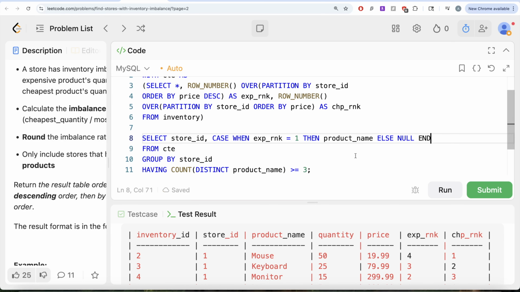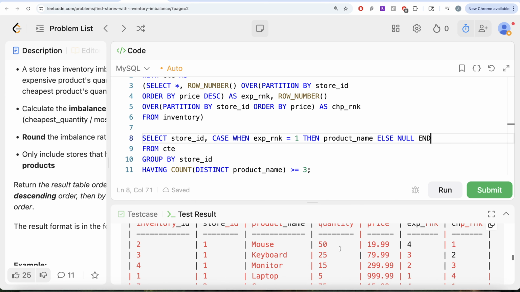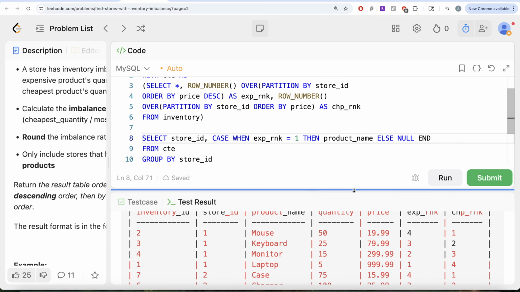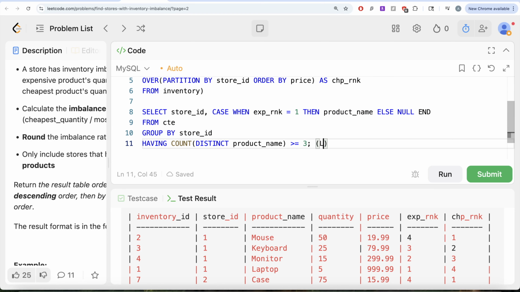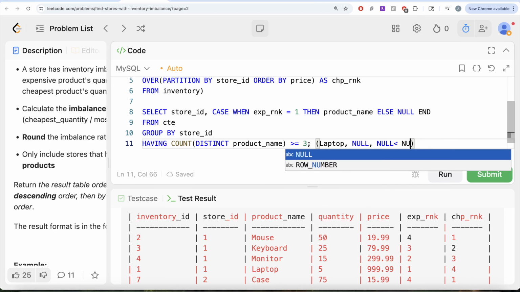And now here you need to understand, if you just do this, for example, let's take the example of store ID 1. If your code only reads this much, what are you going to have? It is going to say that, okay, for this particular row, rank equal to 1, so it will give you the product name, laptop. But for all these, monitor, keyboard, and mouse, it will return null because expensive rank is not equal to 1, right? So it will basically be something like laptop and then null, null, and null.